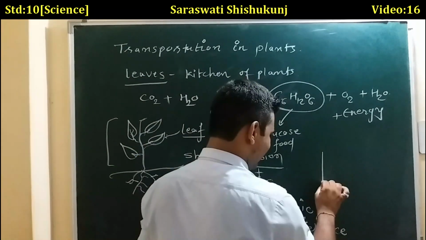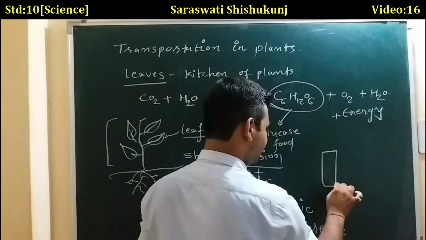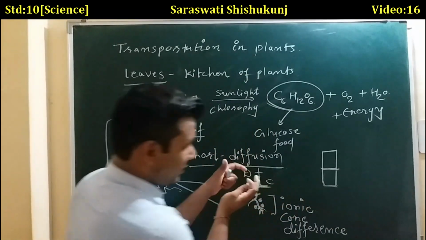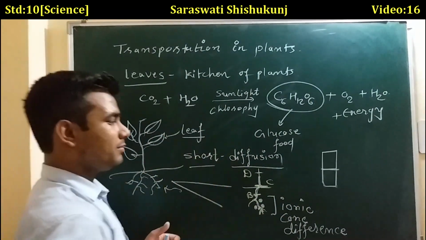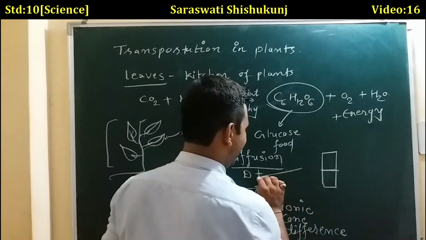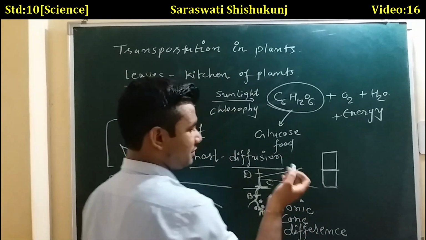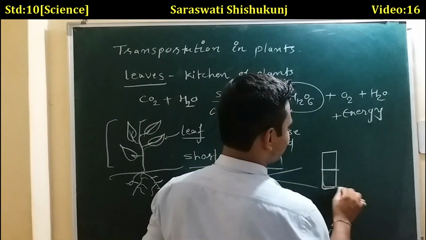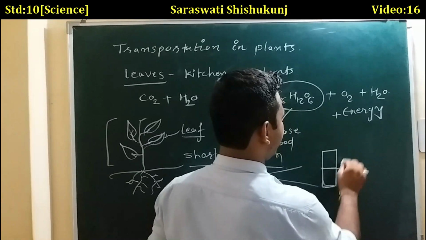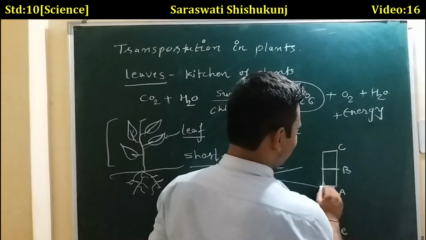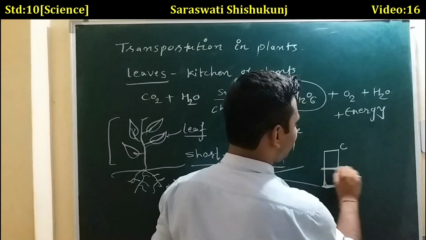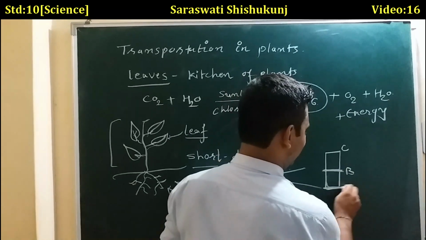So we can understand it like this: here we are trying to imagine it in a column form. What will happen? Suppose we enlarge any part of this. Suppose this is a point A, a point B and a point C. So here, between point A and point B, we will have a concentration difference.